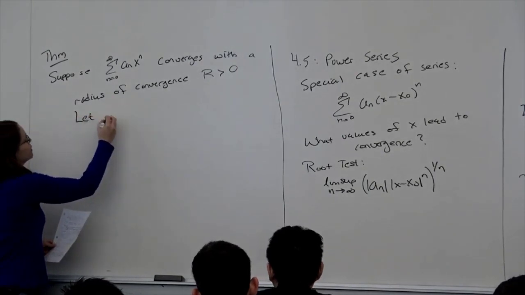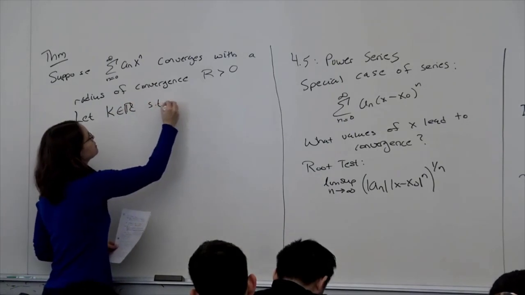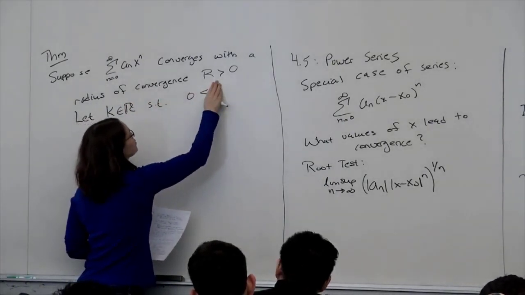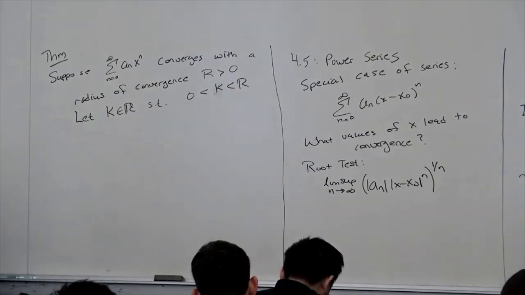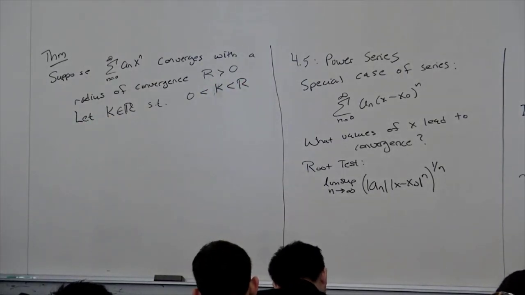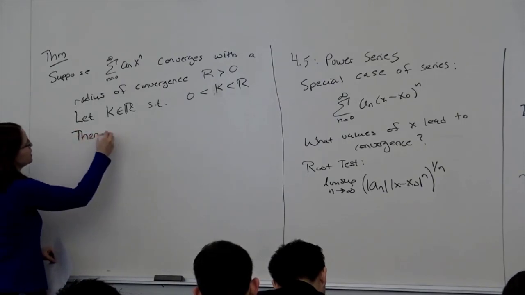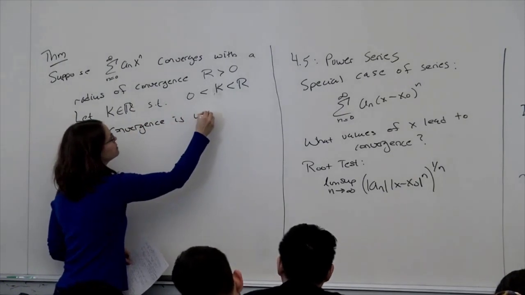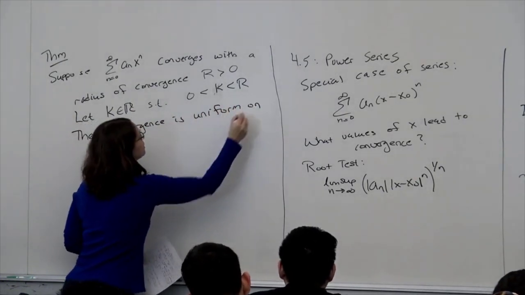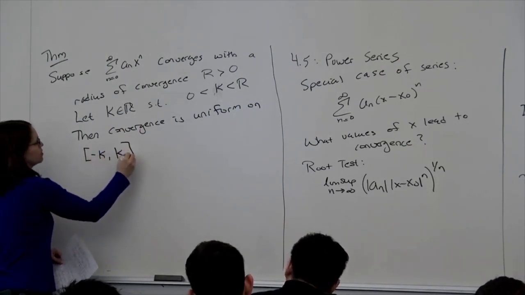Now we're going to pick some real number k that is less than R. Then we're going to find that convergence is uniform on the interval from minus k to k.